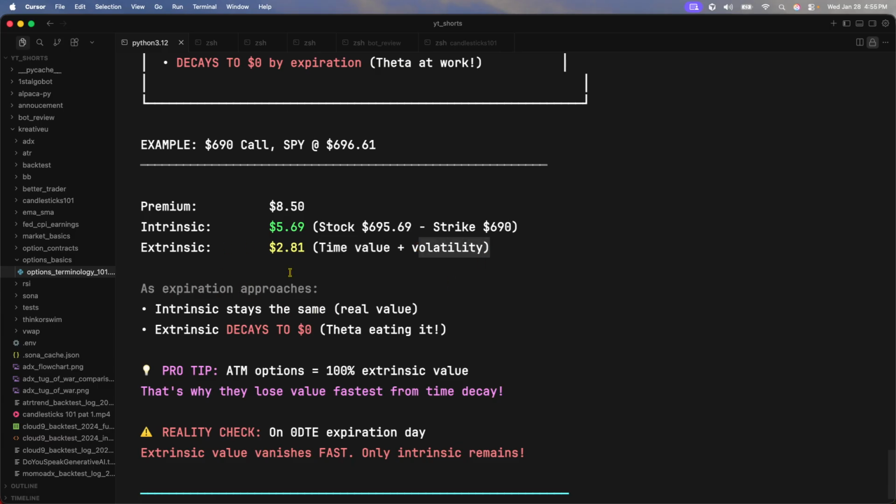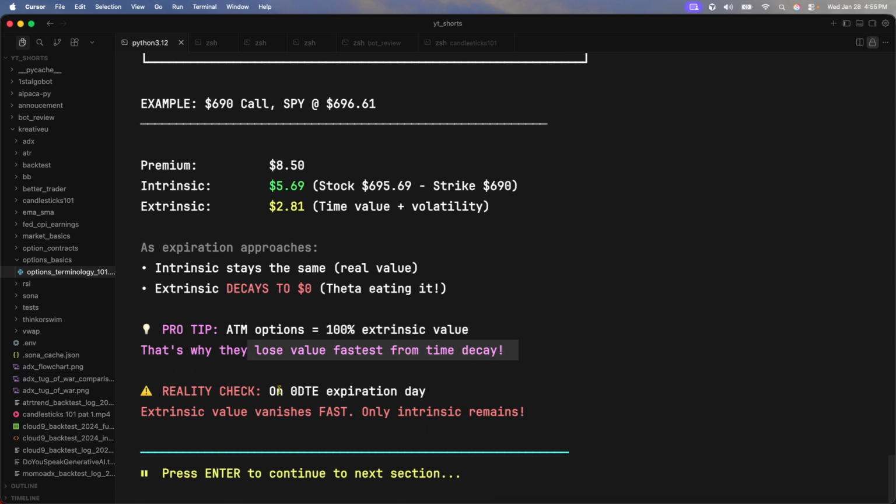As expiration approaches, the intrinsic value stays the same, real value. The extrinsic value decays to 0. Theta eats it, right? Pro tip: ATM options are 100% extrinsic value. That's why we lose value fast from time decay. Reality check: with 0DTE expiration dates, extrinsic value vanishes fast, and only intrinsic remains.